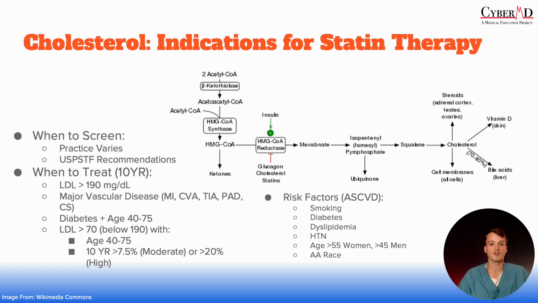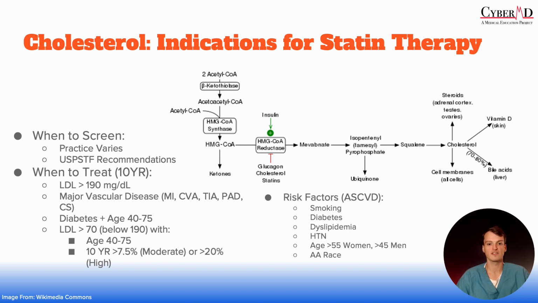That's number two. Number three is if a patient has an LDL level between 70 and 190 milligrams per deciliter in patients with diabetes who are aged 40 to 75. So LDL between 70 and 190, age 40 to 75, and has diabetes. Those three things put together indicates a statin.